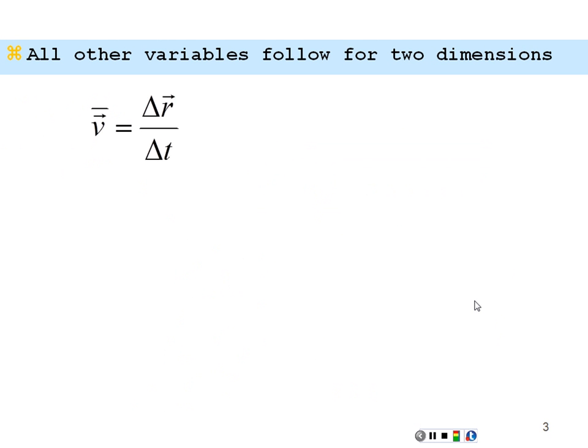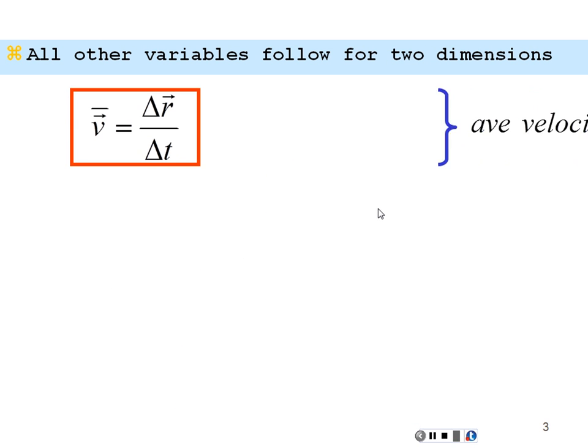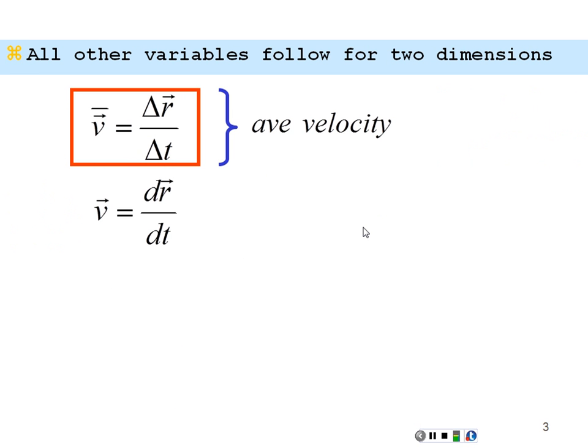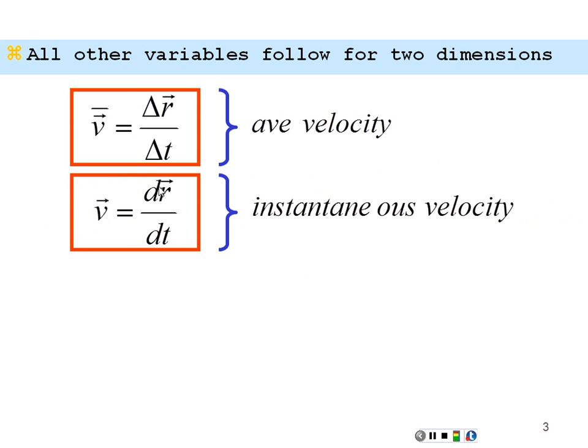Once I define my displacement vector between 2 points, my final and initial position in terms of direction and magnitude, all my other variables in vector form follow. I have my average velocity, which is my change in my position over time, or my displacement over time. I can have my instantaneous velocity, which is my infinitesimal change in position in an infinitesimal amount of time, like before. In this case, they're vectors still. The velocity and my position is a vector.